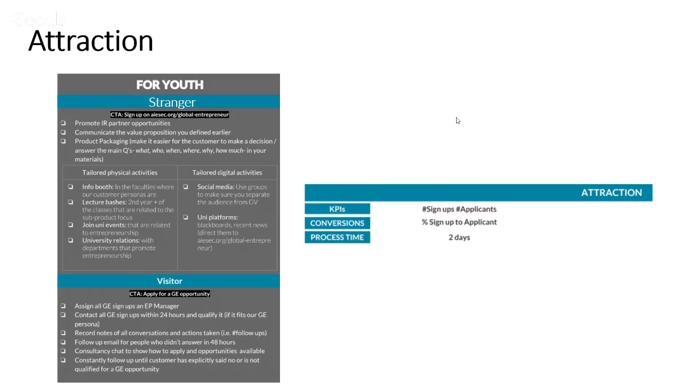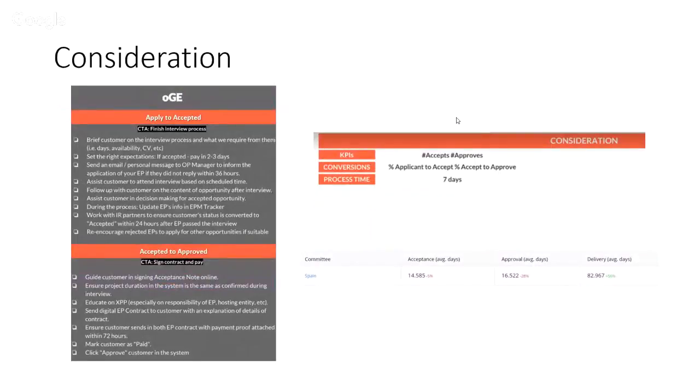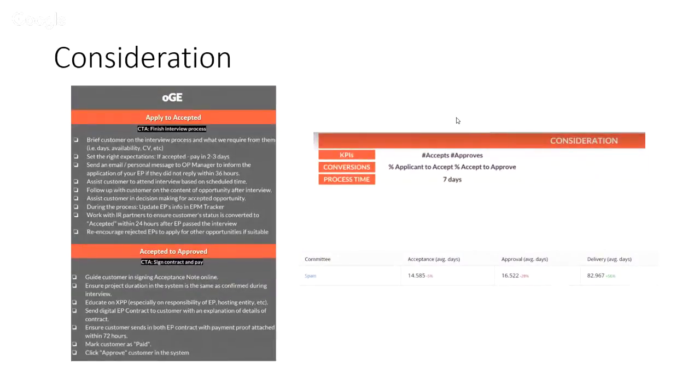Then after attraction, we have the consideration part. The consideration part is when the EP knows about ISEC, knows about the product, and knows about the projects that we offer, both in GE and the opportunities that we offer in GT. So we really need that when the EP applies, we reach the accepted stage, and then the approval. So in the apply to accepted part, we really need to clean the EP.